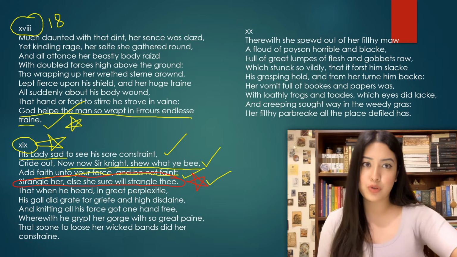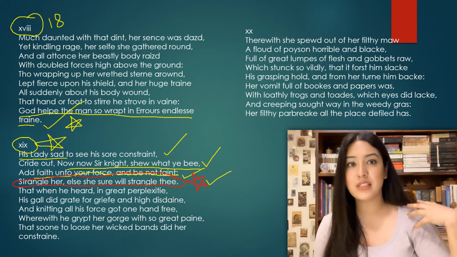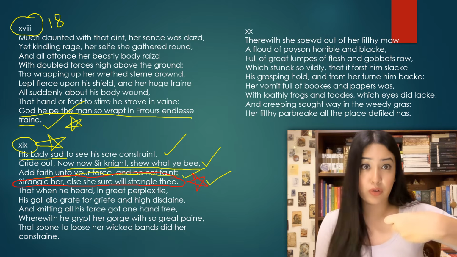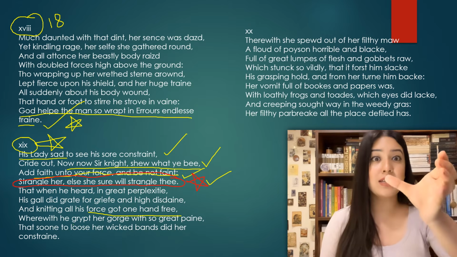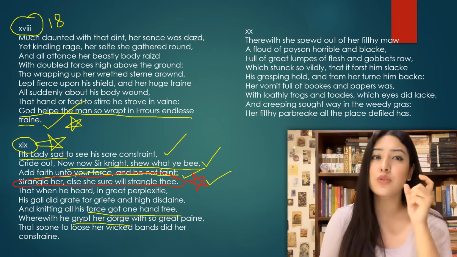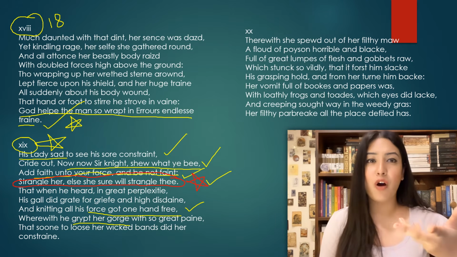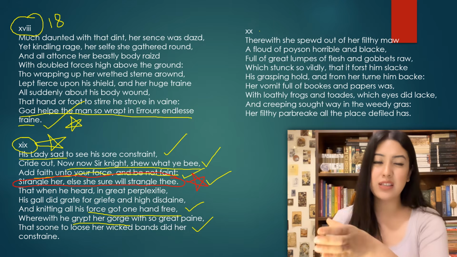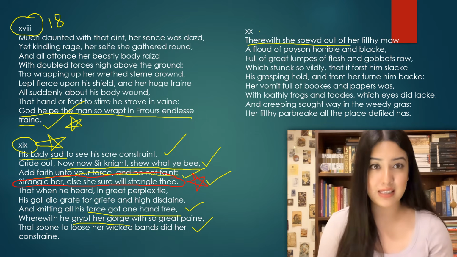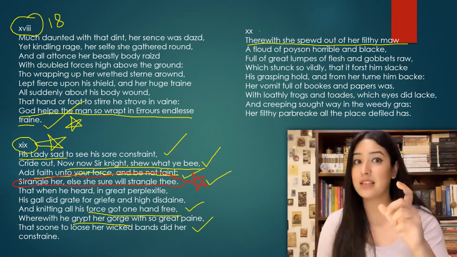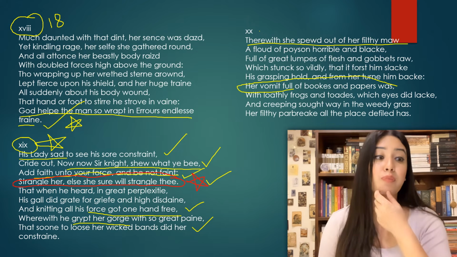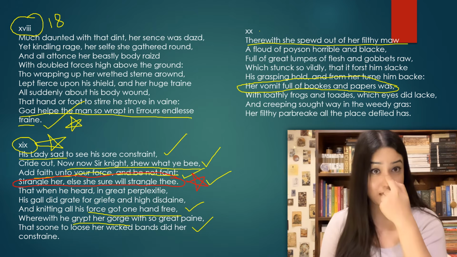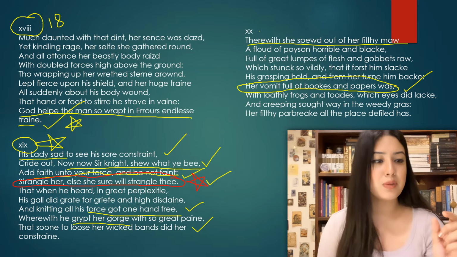So he's able to break free one of his hands. He's able to break free from her grip, and then he actually catches her throat. He squeezes it so hard that filth and vomit comes out of her mouth. He squeezes it so badly that she vomits out things. Amongst the things that she pukes out, the most important is her vomit full of books and papers. This is in stanza 20. She pukes out these books and papers.